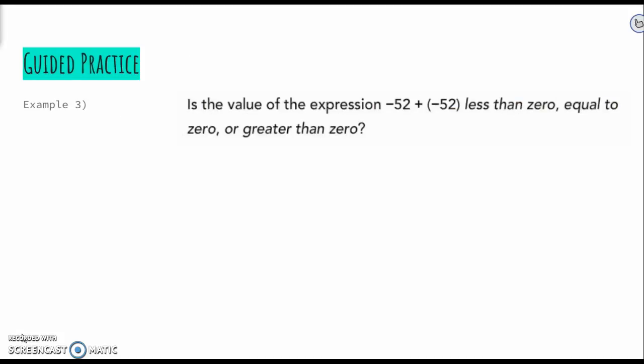Example 3. Is the value of the expression negative 52 plus negative 52 less than 0, equal to 0, or greater than 0? When looking at this question, I see that I have negative 52 plus another negative 52. Both of these values are less than 0. Therefore, negative 52 plus negative 52 is going to be less than 0.